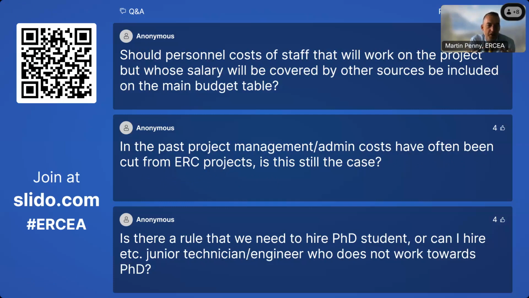So they're part of the project, but they're not financed by the project. So there we need to be careful. In principle, the personnel cost that you will budget in the table should be for the staff that is employed by the host institution or seconded to the host institution, where the host institution will reimburse the cost. But then you see the costs are registered in the accounting system of the host institution.